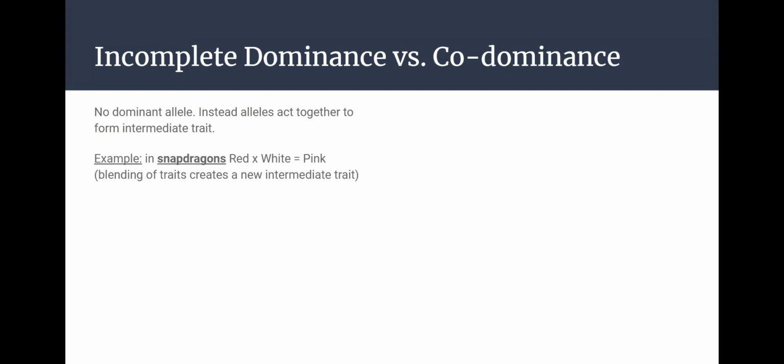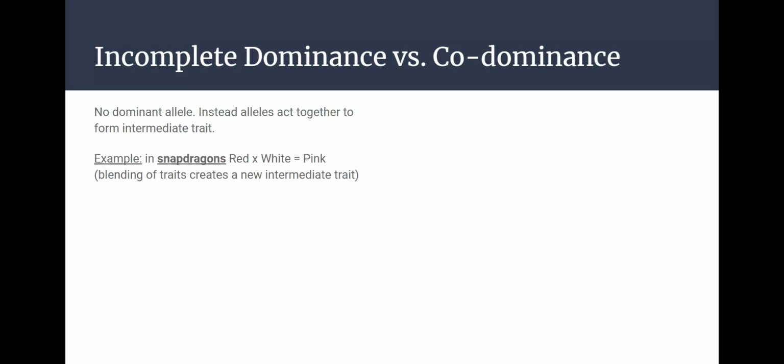We are going to be talking about incomplete dominance and codominance. As we get started, we need to define the difference between the two. Incomplete dominance essentially means that there's no dominant allele. Instead, they act together to form an in-between trait, or an intermediate trait.